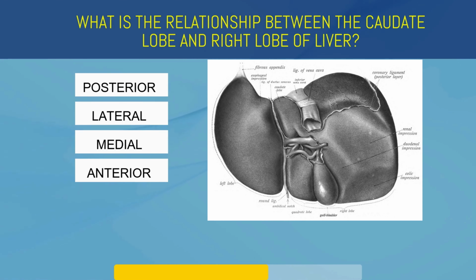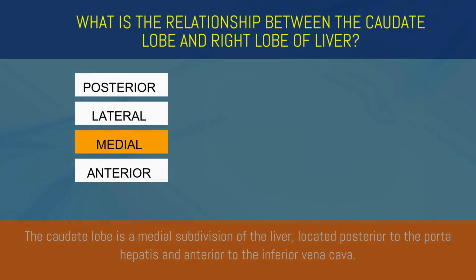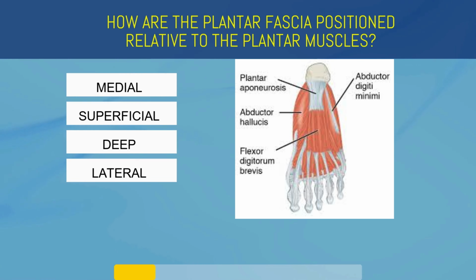Posterior, lateral, medial, or anterior? Medial. The caudate lobe is a medial subdivision of the liver, located posterior to the porta hepatis and anterior to the inferior vena cava. How are the plantar fascia positioned relative to the plantar muscles?